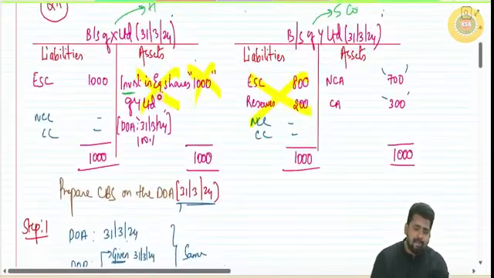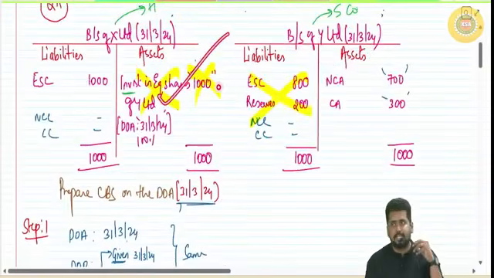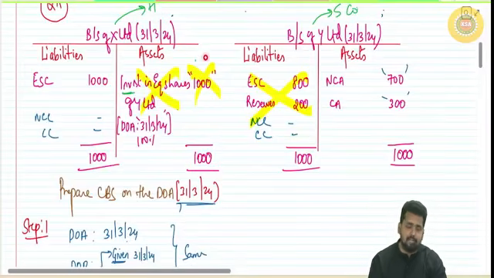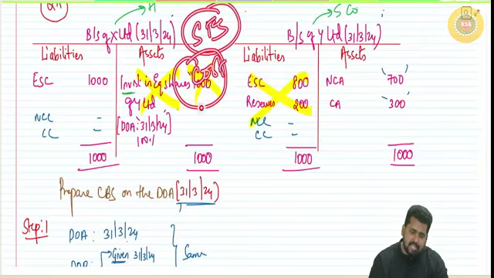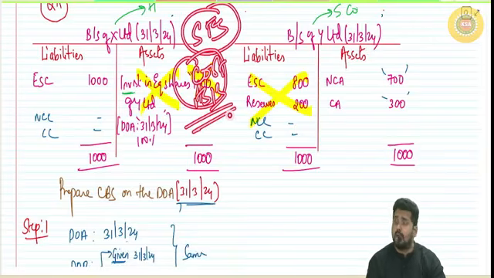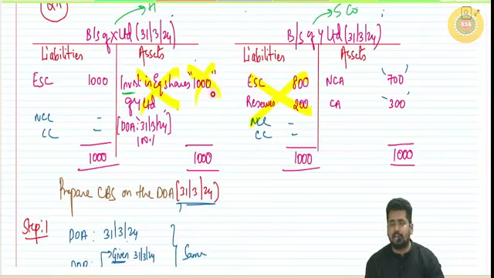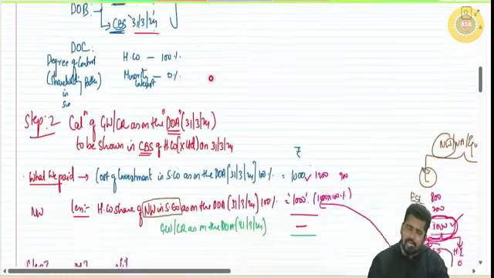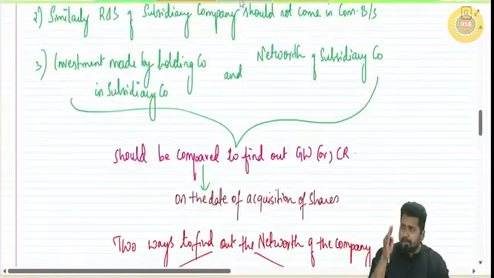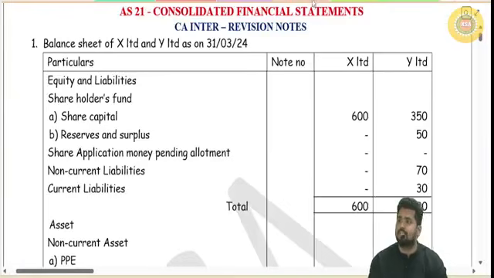Clear? The separate financial statements will be prepared based on the respective standards. All the standards they will apply and prepare the separate financial statements. When preparing separate financial statements, investment will appear at cost, because that is as per AS 13. They would have followed AS 13. Only for consolidation we will follow AS 21. For separate financial statements we will follow the respective standards. Clear? In separate financial statements, investment will appear at cost as per AS 13. Remember that.